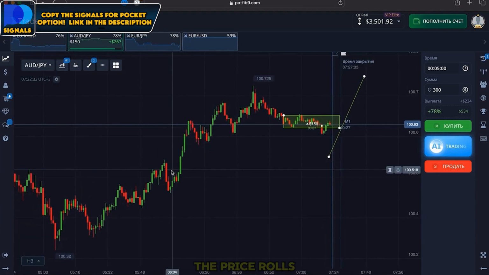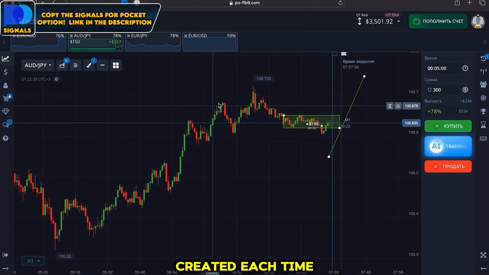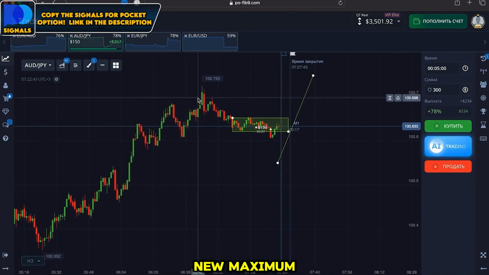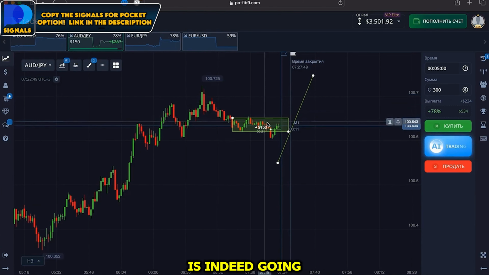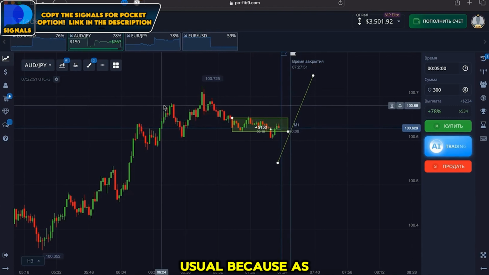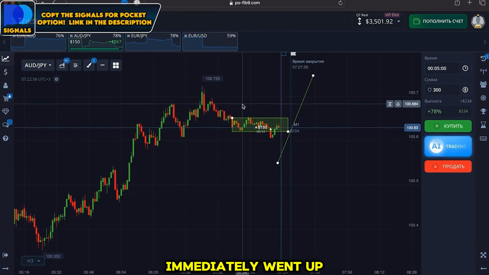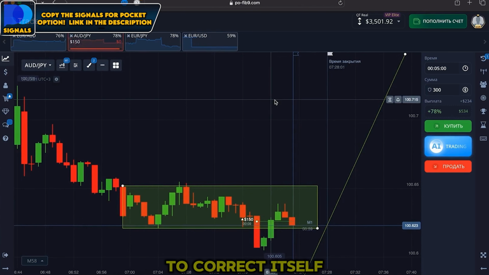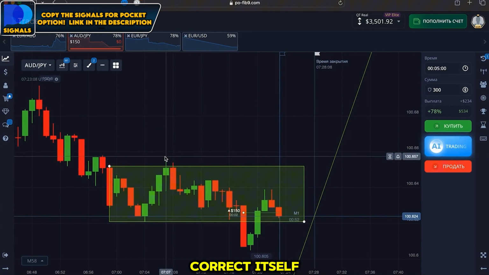What do we see here? What we see here is that the price rolls back at times, but compensates. A new maximum is created each time. That is, the price rolled back itself, hop a new maximum, and here we see just a long rollback. As we can see, the price is indeed going down, but longer than usual, because as we see here, the price went down and then almost immediately went up. Here, the price, when it behaves like this, it either starts to correct itself or actually starts to move downwards. But what is our situation here? Here the price has started to correct itself.